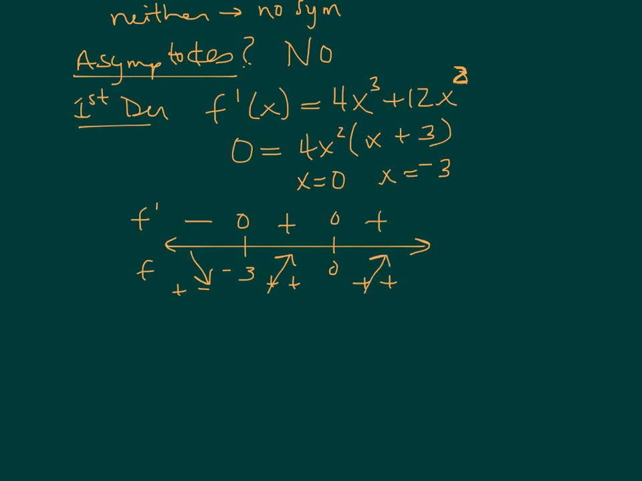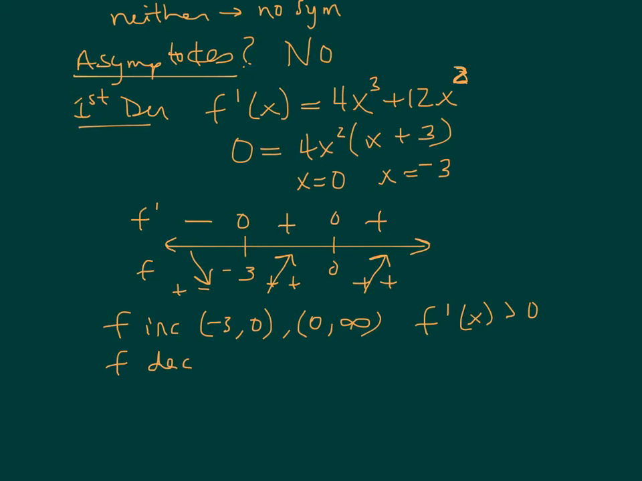Okay, so we want to be able to make some conclusions. We want to be able to say when are we increasing? So we can say that f is increasing between negative 3 and 0, and then also between 0 and infinity. And we would say that that is because f prime of x is greater than 0. We can also say that f is decreasing from negative infinity to negative 3, and that's because f prime of x is less than 0.